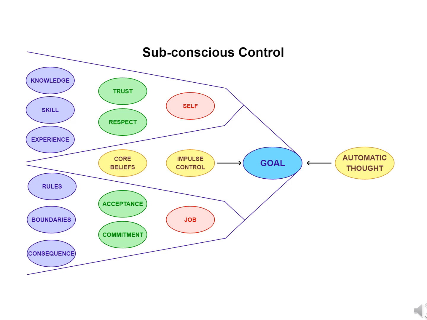So in summary, you have to trust and respect yourself through knowledge, skill, and experience. You have to accept and commit to the job of stopping addiction by following the rules and the boundaries and understanding the consequences. You have to follow the one pathway, not forever, but just for the purpose of getting through the addiction. And you have to control your impulses through suffering. So you suffer and grow the courage, the patience, the self-control that ensures that you get to the goal. And if you repeat these processes enough, it becomes a habit, an automatic thought, an automatic reaction. And the goal of reducing addictions becomes a real possibility.